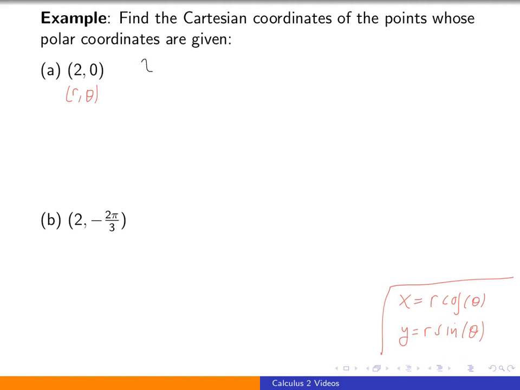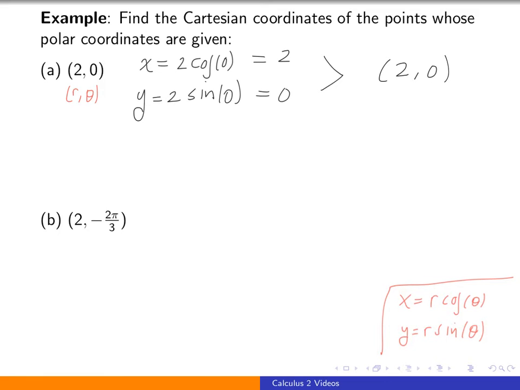What this tells us then is that x is going to be r cosine theta and y is equal to r sine theta. Cosine 0 is 1, sine of 0 is 0, so in Cartesian coordinates our associated point is (2, 0). So note, whether you're in polar coordinates or Cartesian coordinates, (2, 0) represents the same point. And that will not typically happen, but it could occasionally happen.